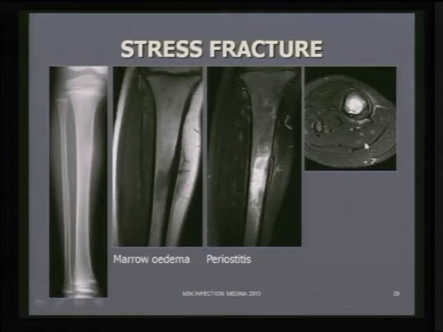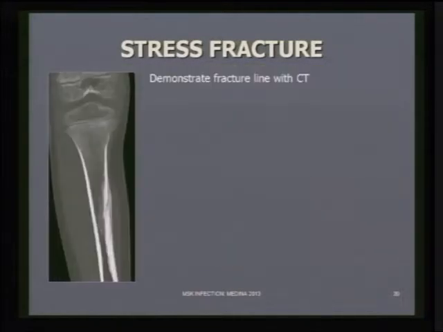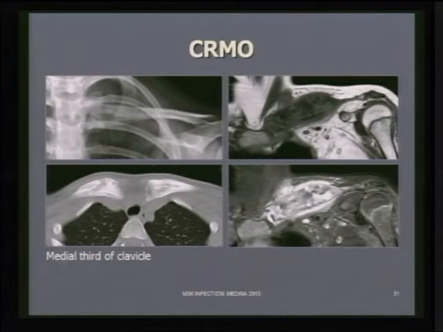Whenever we see this combination of unexplained bone marrow edema with or without associated periosteal response, we always assess the patient further with a CT study. And here we can see the cause of the lesion being an oblique longitudinal stress fracture of the medial diaphyseal cortex of the tibia. The second condition to always think about is chronic recurrent multifocal osteomyelitis.